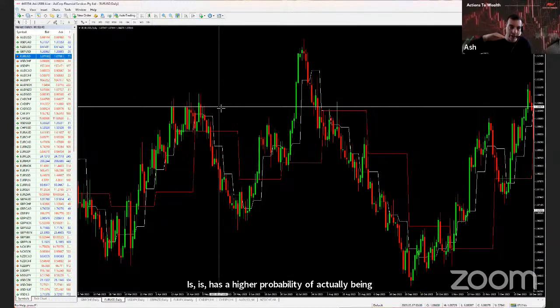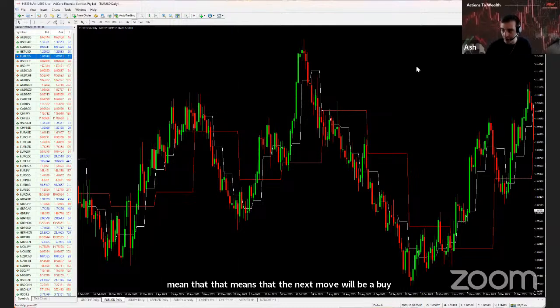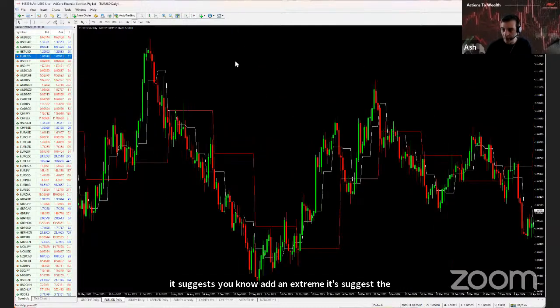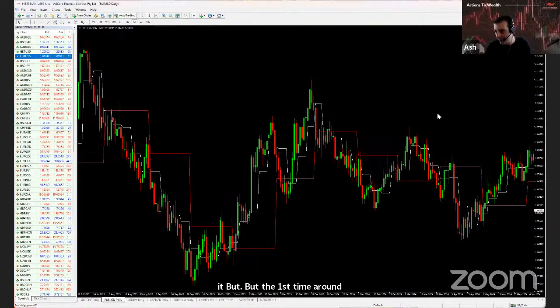So even though we're reading speculator buying, it doesn't mean that the next move will be a buy. At an extreme, it suggests the next move could actually be a sell. Second time round on the euro, they managed to get on top of it, but the first time round they were late. So that's what we're looking for with the pound. The euro is the same.